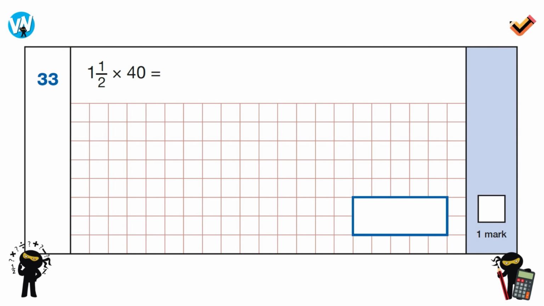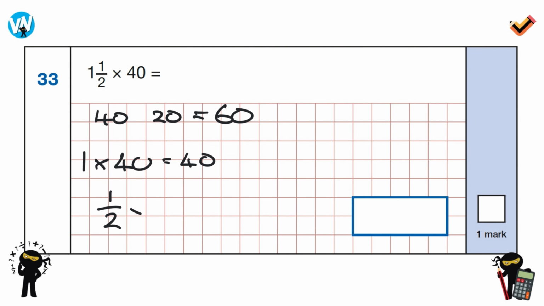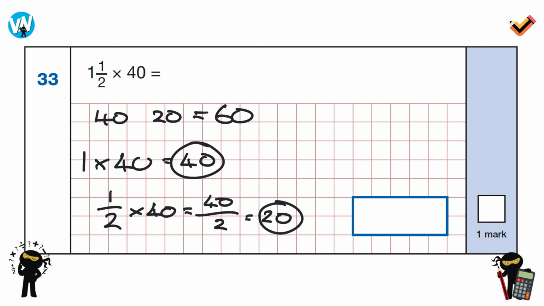And again, this one could be overcomplicated. It's basically saying what's one lot of 40 and what's half of 40. So one lot of 40 is 40, half of 40 is 20. So we should get 60 quite easily. But look, 1 times 40 is 40. 1 over 2 times 40 is 40 over 2. Very, very simple. How many 2s are in 40? Well, how many 2s are in 4? There's 2. So that basically gives us 20, doesn't it? So we would have 40 and 20, which is 60. 60 would be our answer.